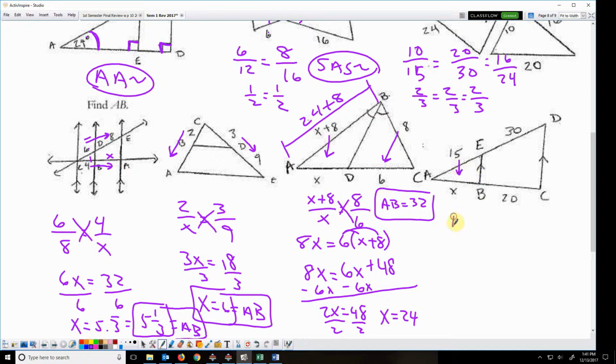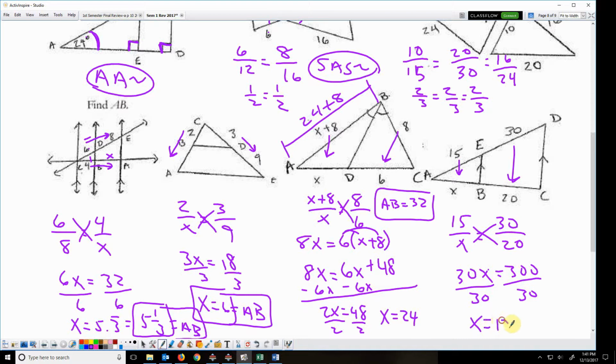And the last one, 15 is to x, as 30 is to 20. Cross products are 30x, and 15 times 20 is 300. Divide by 30, I get x is 10. And that does match the length of AB.